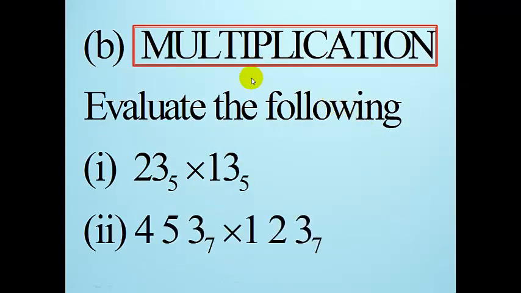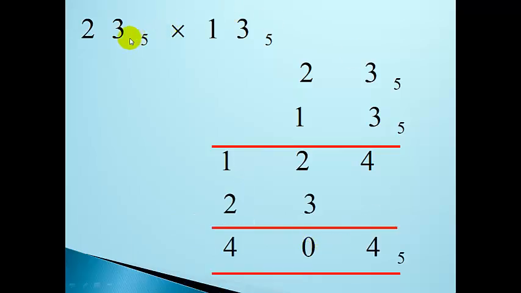Now multiplication. Evaluate the following: I. 23 base 5 times 13 base 5. II. 453 base 7 times 123 base 7. Now let's look at how we multiply number bases. Given 23 base 5 times 13 base 5, we have 23 base 5 and we have 13 also base 5.